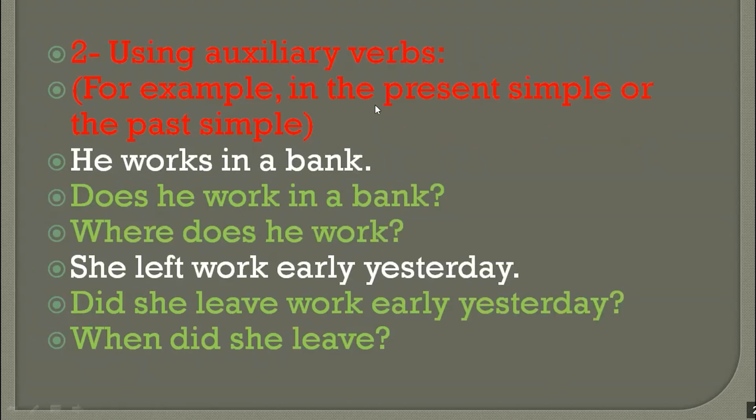Now, in some cases, you don't use inversion, but use an auxiliary verb. Like if you have a present simple form or a past simple, like he works in a bank, that's the present simple. If I would like to form a question, I would say, does he work in a bank? So I use an auxiliary verb, does he work? And I also put the auxiliary verb at the beginning of the sentence rather than after the subject. And if you would like to use a question word, it will be like, where does he work?